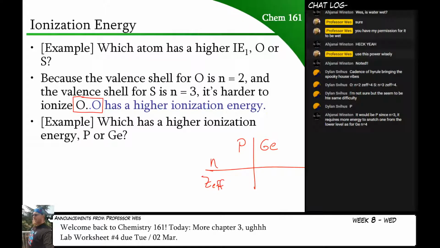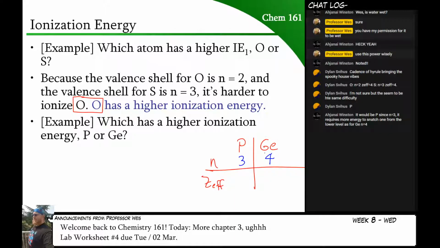All right, so the answer that you came up with was phosphorus. And that is correct. So let's go over why that is. So if we look at N, phosphorus is in period 3, so its N is 3. Germanium's in the next row down, so that's period 4. Has N equals 4.